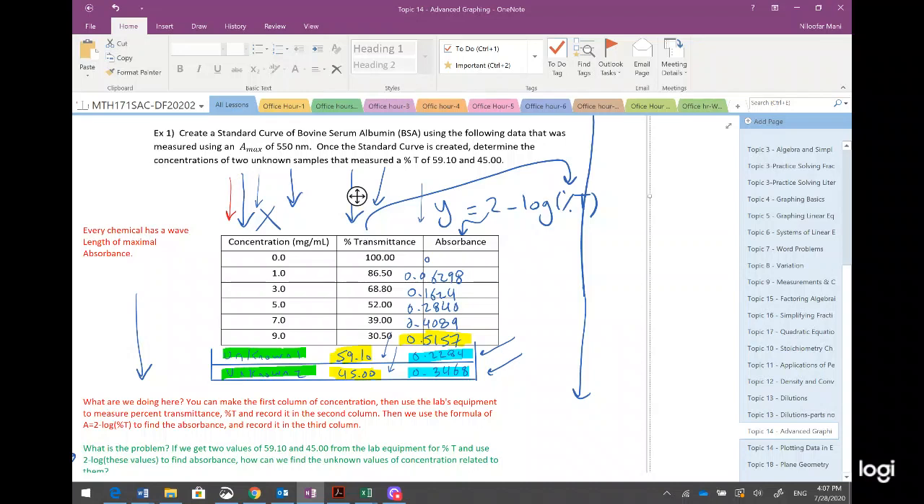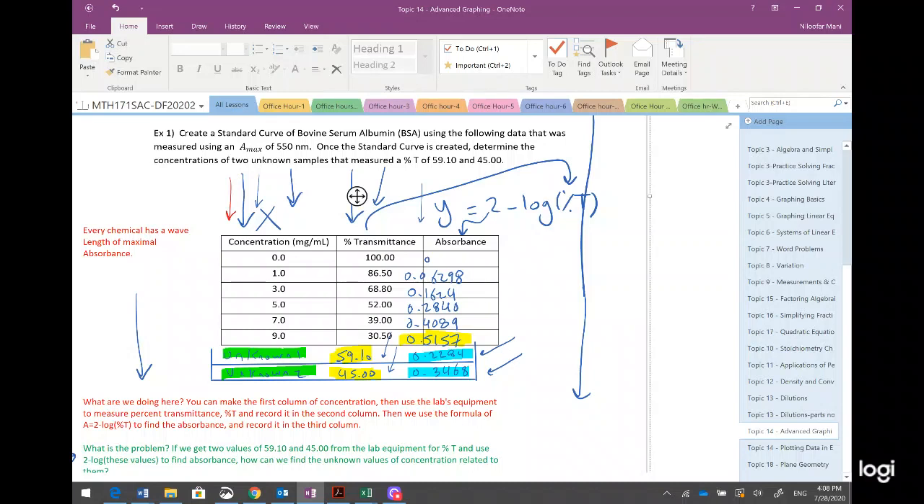Okay, so look at the first column. The first column is concentration. These concentrations you make, you have them in the lab, for example. Then by lab equipment, you measure percent transmittance. In terms of chemistry, in terms of reality, in terms of physics, or outside of math, you know much more than me. Here we talk mostly about graphing of these things.